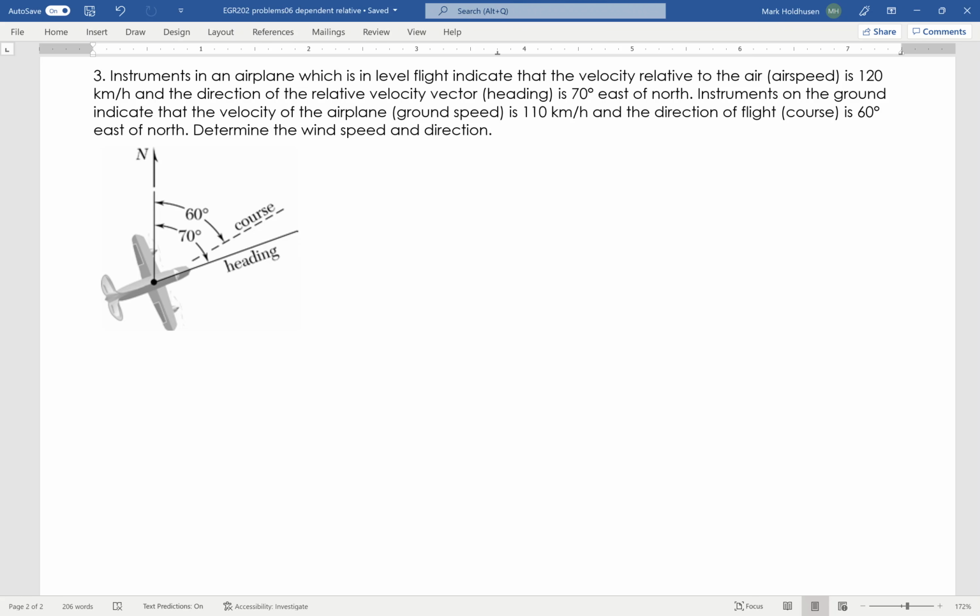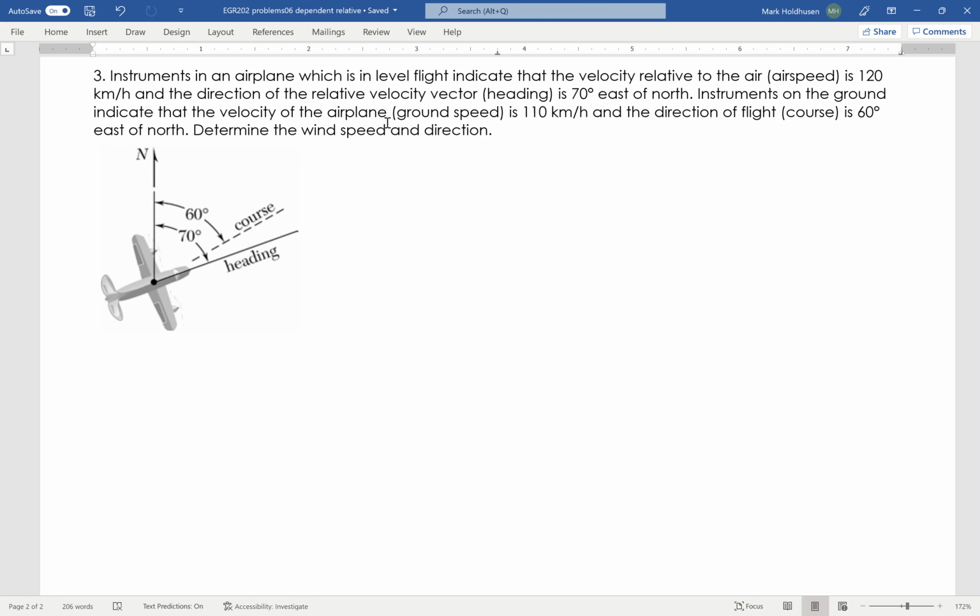Okay, so the instruments on the airplane tell me that I'm flying relative to the air at 120, and the direction of the relative velocity is 70 degrees east of north. Instruments on the ground give me the velocity as 110 and its course at 60 degrees. I want to find the wind speed.